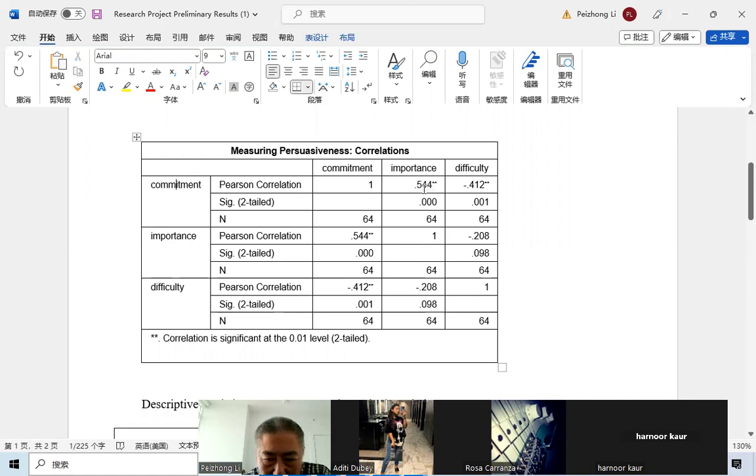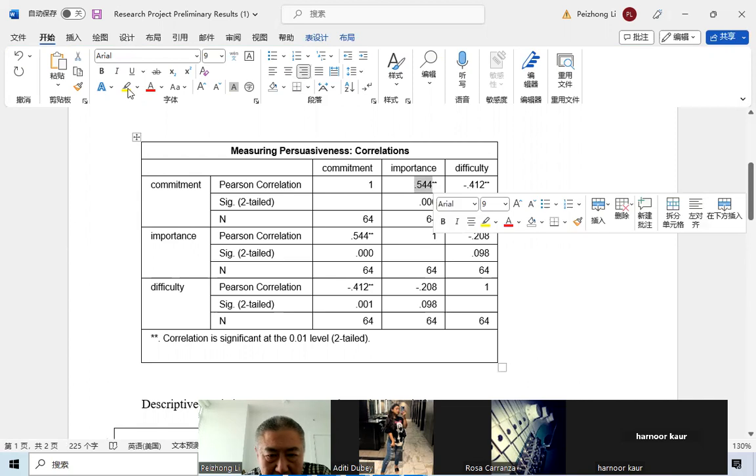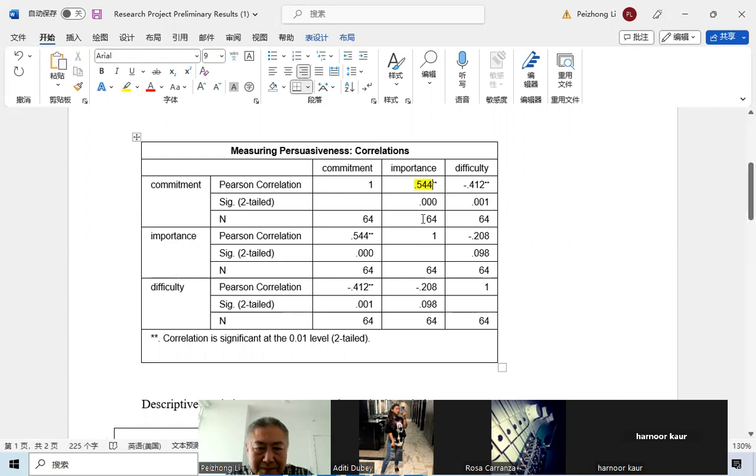Commitment and importance. What is this number? Anybody tell me, what is this number? 0.544. This is a correlation coefficient. Commitment and importance show a strong positive correlation. R is 0.544, and you have two little stars on top.